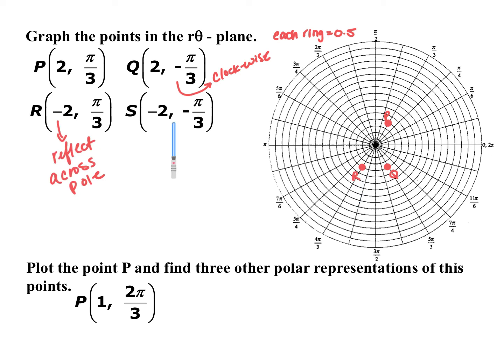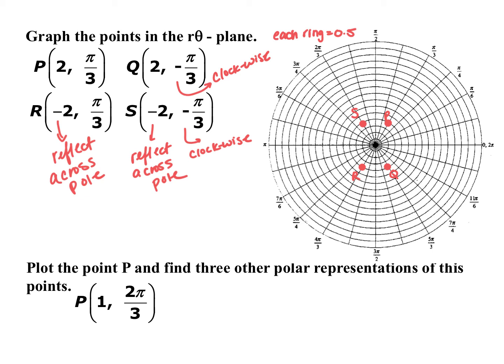And then for our last one, we have a negative angle and a negative radius. So again, start with the angle. A negative angle, negative pi over 3, I'm going to go clockwise pi over 3. And then I want to go a radius of negative 2. That's going to reflect me across the pole, and I'm going to go up in this direction. So point S would be up here at this place.